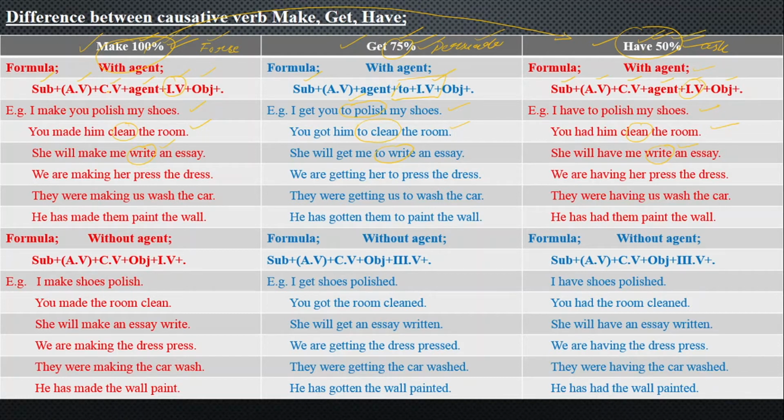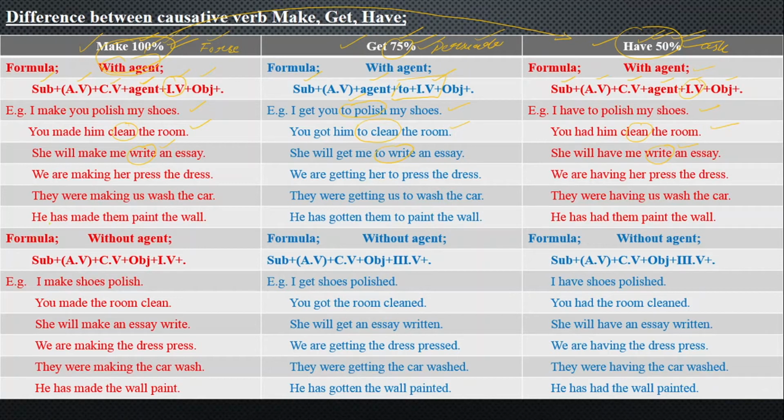Now over there you can see the difference number two, that causative verb make and have are equal and get is different from them. In which formula? With agent. Where your agent is present, keep in your mind there they will be same. Causative verb make and have, but get will be different from the two.